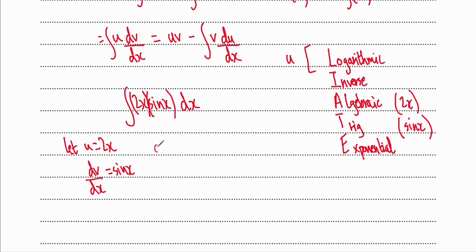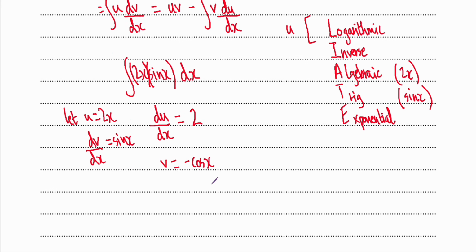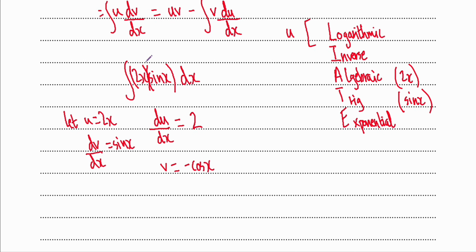Now we need two more things. We need du by dx because we're going to use it later on. It's better to have everything you need before you start using the formula. So du by dx is just 2. And then we need v as well. Well, v is just the integral of sine of x. That's pretty simple: that's just negative cosine of x, right? That's a very simple regular integral. So now we have everything we need to actually apply the formula.